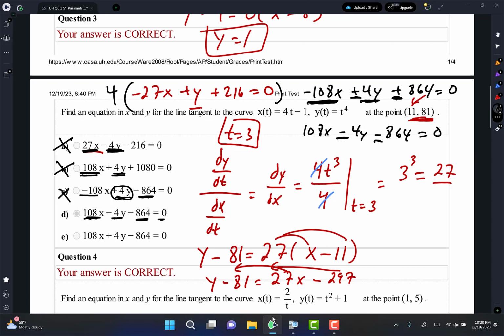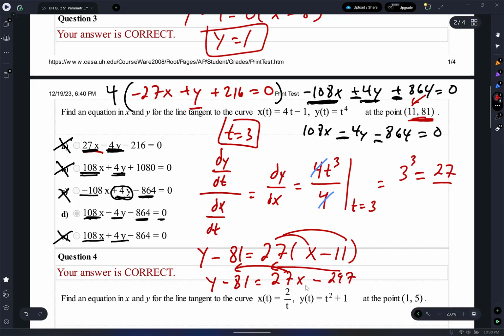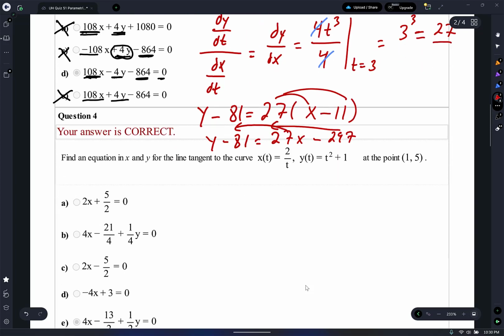So it has to be letter D. Notice letter E has both of them the same polarity, so it can't be that one. So be careful, guys. Be careful. They're tricky. All right, let's see.